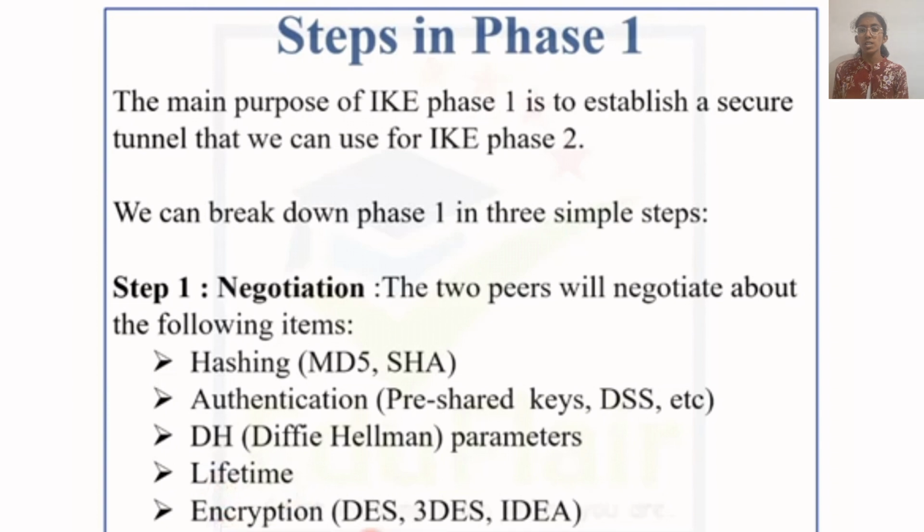Okay, before going to phase 2, let me tell you about the steps in phase 1. The main purpose of IKE phase 1 is to establish a secure tunnel that we can use for IKE phase 2. And we can break down IKE phase 1 in three simple steps. Step 1 is negotiation. The two peers will negotiate about the following items: hashing, like MD5 and SHA, authentication, like pre-shared keys and DSS, and DH, that is Diffie-Hellman parameters. And the last one is lifetime.